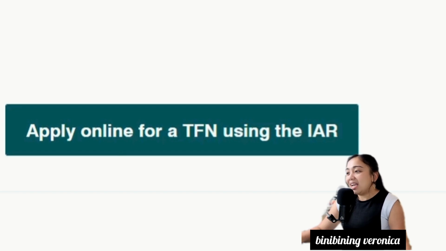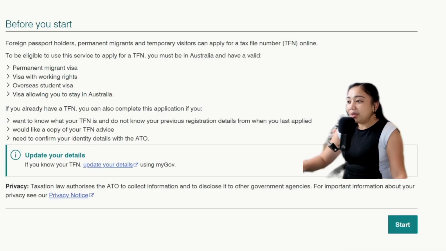To apply online, you must have a valid passport or relevant travel documents. If you don't have a valid visa, you cannot apply for a TFN. Once you are ready, click that button, Apply Online. Before you start, things to remember: to be eligible to use this service to apply for a tax file number, you must be in Australia and have a valid permanent migrant visa, a visa with working rights, an overseas student visa, or a visa allowing you to stay in Australia.